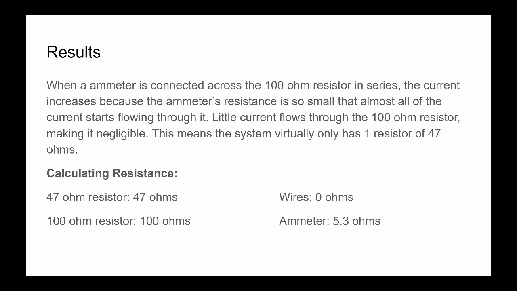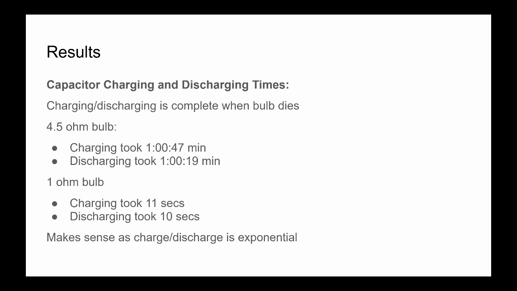And when we calculate resistance, the 47 ohm resistor had a 47 ohm resistance, the 100 ohm resistor had 100 ohm resistance, the wires had about 0 ohms, and the ammeter was 5.3 ohms. For the capacitor, we found that with the 4.5 ohm bulb, charging took about a minute, 47 milliseconds, and discharging took around the same time, a minute. The 1 ohm bulb took around 11 seconds to charge and 10 seconds to discharge, which makes sense because it would show that charging and discharging is exponential.